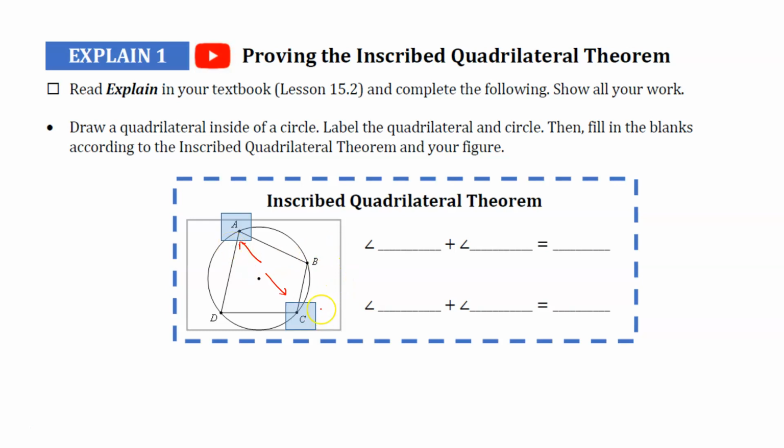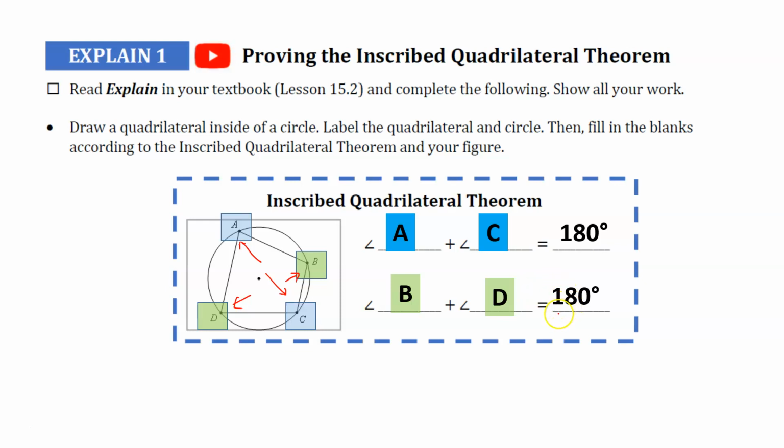So notice angle A and angle C are right across from each other. So we're going to add angle A and angle C and have that equal to 180. This is one of the theorems that we're going to be reviewing today. Also, notice these two angles are right across from each other. They also add up, angle B and D add up to 180 as well.